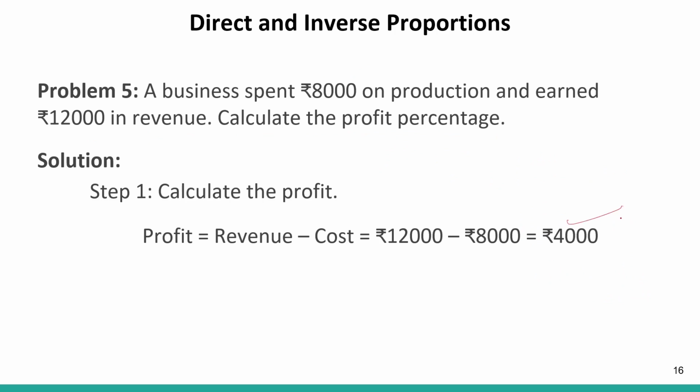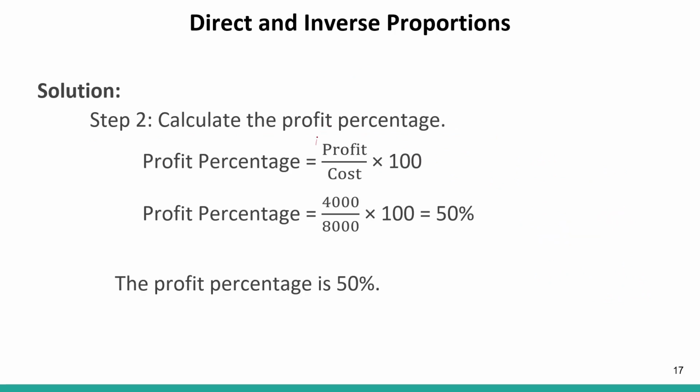Okay, so the profit is 4000. Profit by cost into 100 is equal to profit percentage. So the profit percentage will be 4000 by 8000 into 100%. That is 50%. So the profit percentage will be 50%, and 50% will be the correct answer.